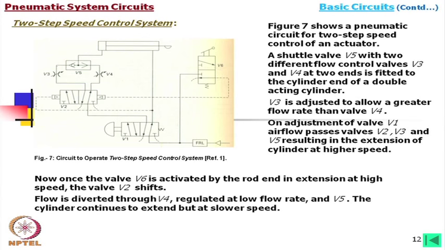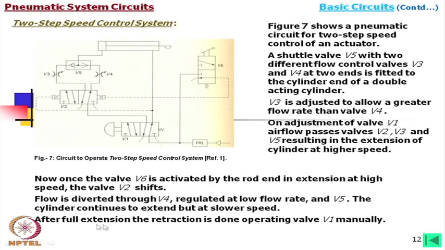So, for example, you can have some operations where for some portion you need less force and high speed, and then more force and low speed. This might be the position of this with respect to this one, which possibly you can adjust. By adjusting this, you can make the cylinder operate at two speeds. It might be half the stroke length, or one third at full high speed and two thirds at slow speed, et cetera. After full extension, the retraction is done by operating valve V1 manually.